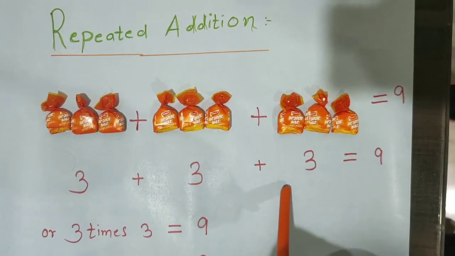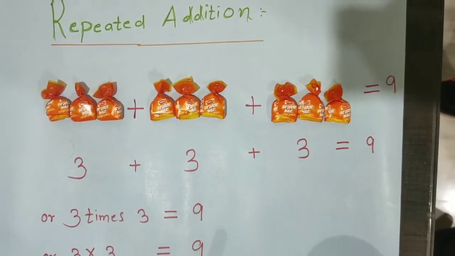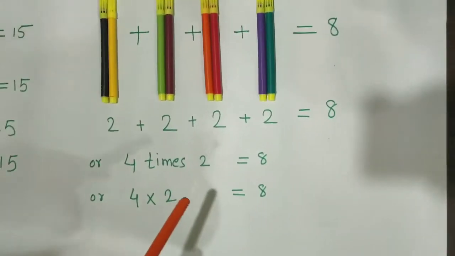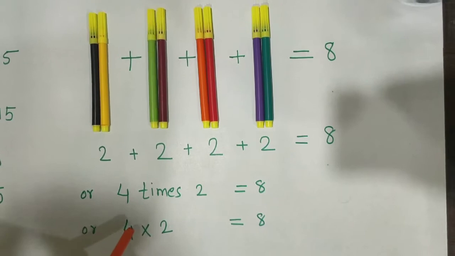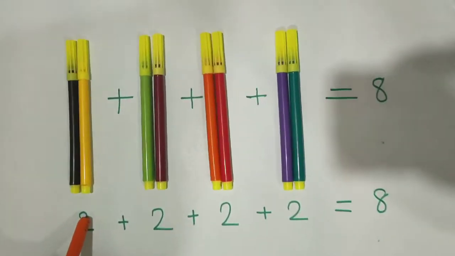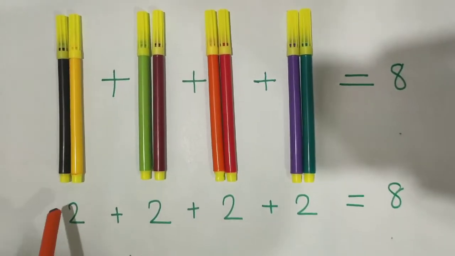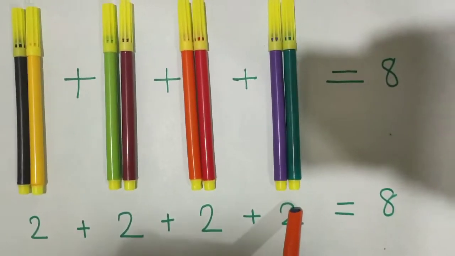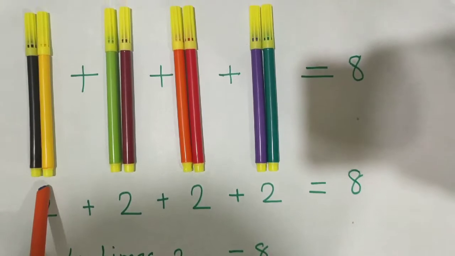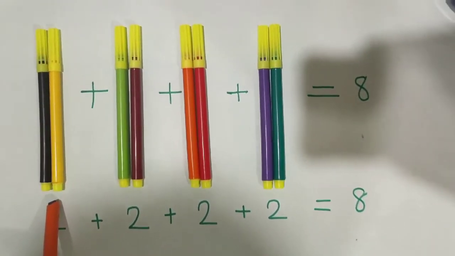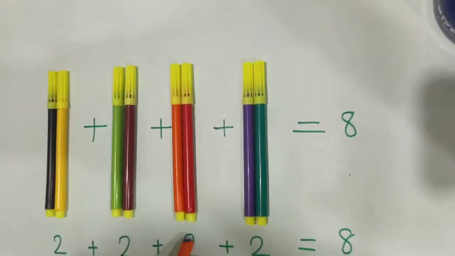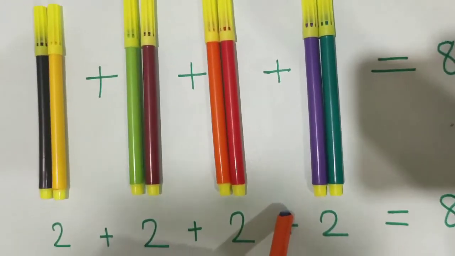Okay? Now, let's see some other examples. Now children, here I am having a set of sketch pens. First set, second set, third set, fourth set. Okay? In each set, how many sketch pens are here? 1, 2. Yes. In each set, 2 sketch pens are here.